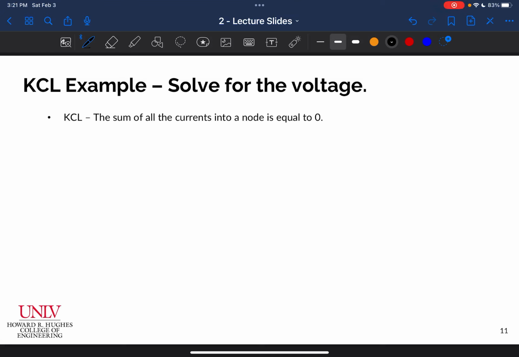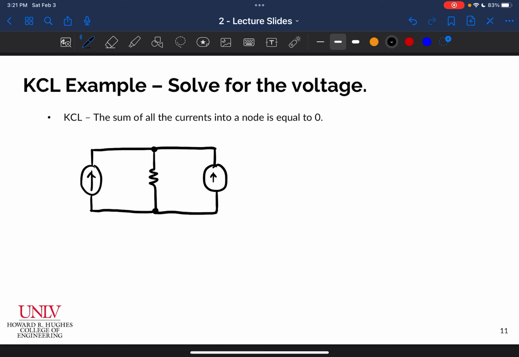Alright, so in this video we're going to use KCL to solve a circuit. Let's go ahead and draw the circuit. I'm going to go with the current source here, and then I'm going to draw a resistor here, and then I'm going to draw another current source right here.